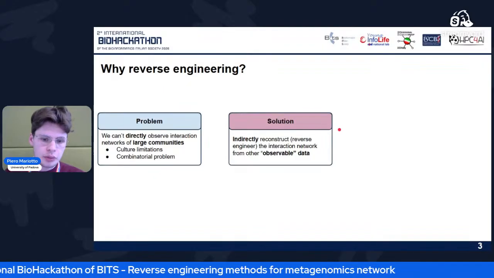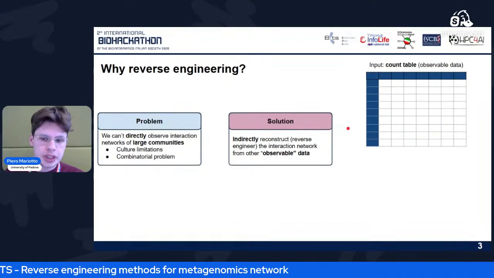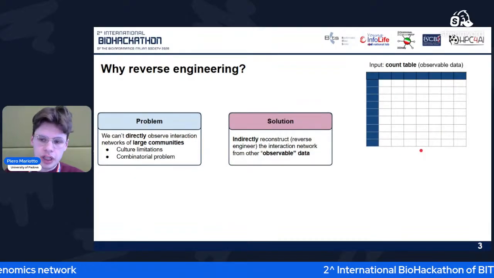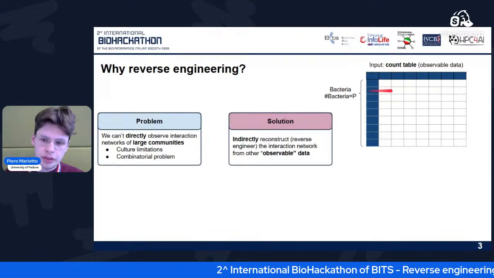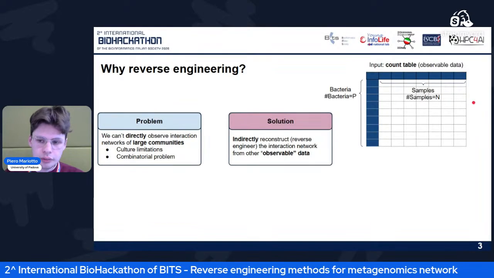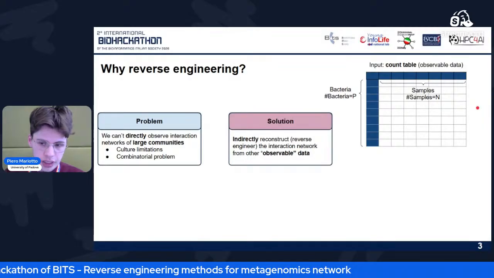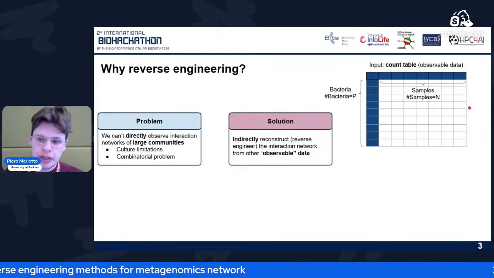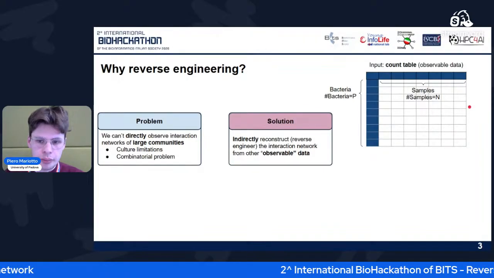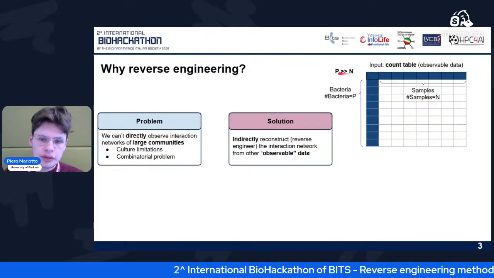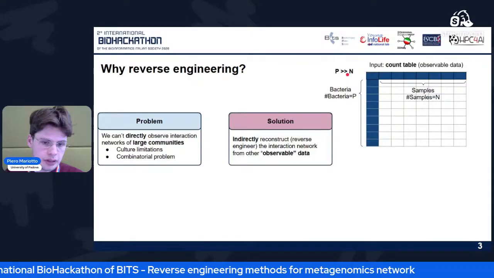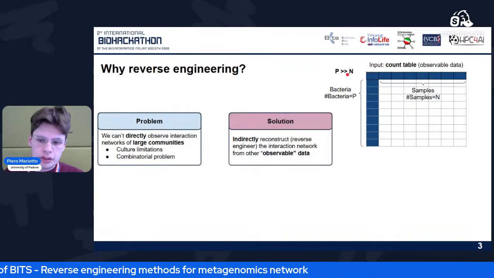And what are these observable data? Usually sequencing data. So you start from the 16S count table like Giacomo presented to you. You have your bacteria or features in the rows, and the different samples you collected in the columns, where each entry in this table represents the measured abundance of a bacterium in a sample. Note that usually the number of features, so the number of bacteria that you see, is much greater than the number of samples that you collect.